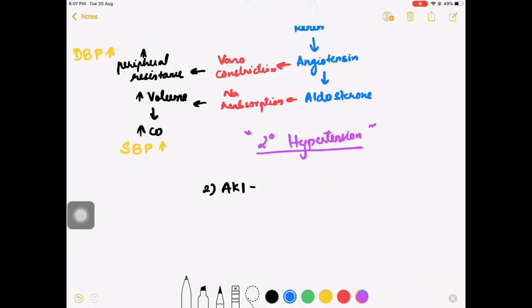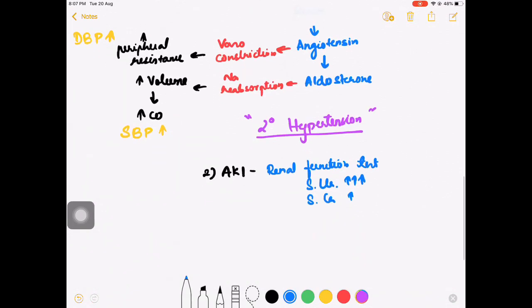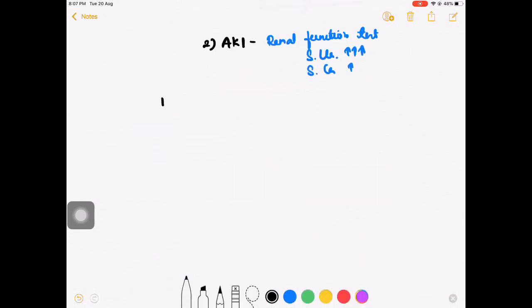And as I said earlier, it is a pre-renal AKI. Therefore, because of AKI, the renal function tests will be elevated. That is, blood urea and serum creatinine will be elevated. Serum creatinine will be elevated much more than urea, as explained in the previous video.